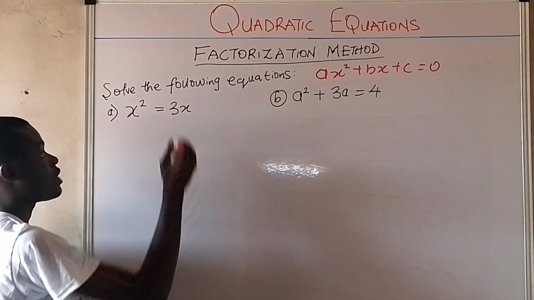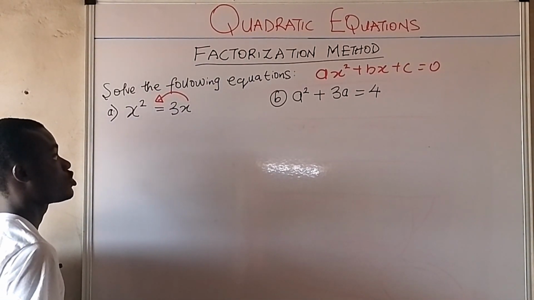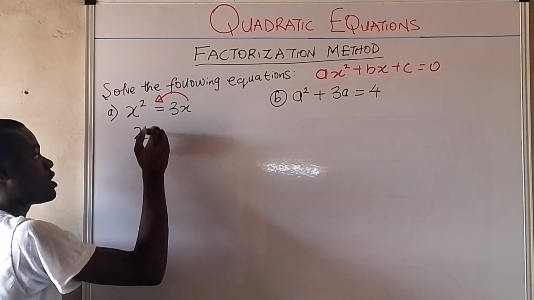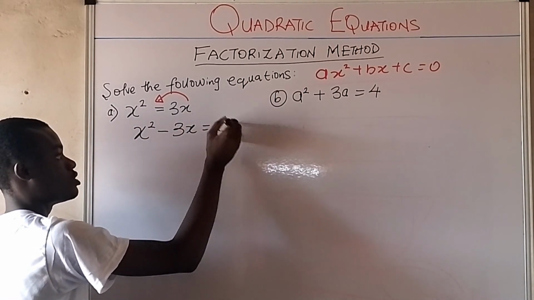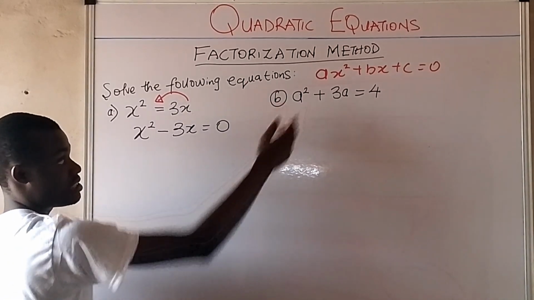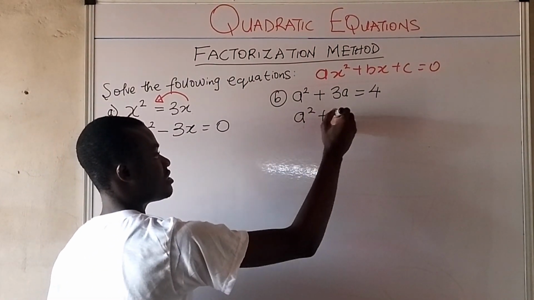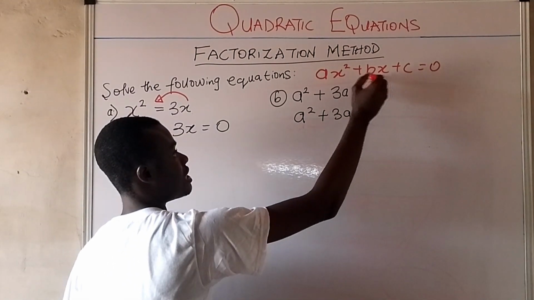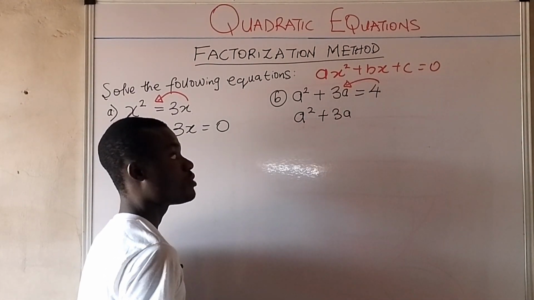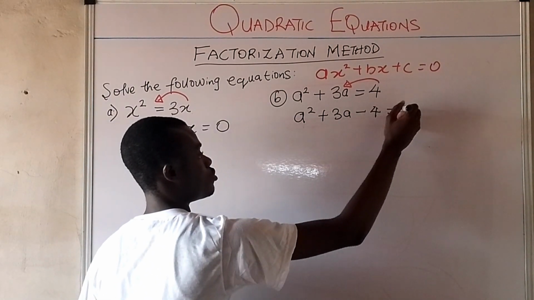So the first thing I'll do, I'll take this 3x to this other side of the equation. So when I take it to the other side of the equation, I'll have x squared minus 3x is equal to 0. Also, doing the same for this one, I'm going to have a squared plus 3a. Now, I will move this 4 to this other side of the equation, making it become minus 4. Minus 4 is equal to 0.